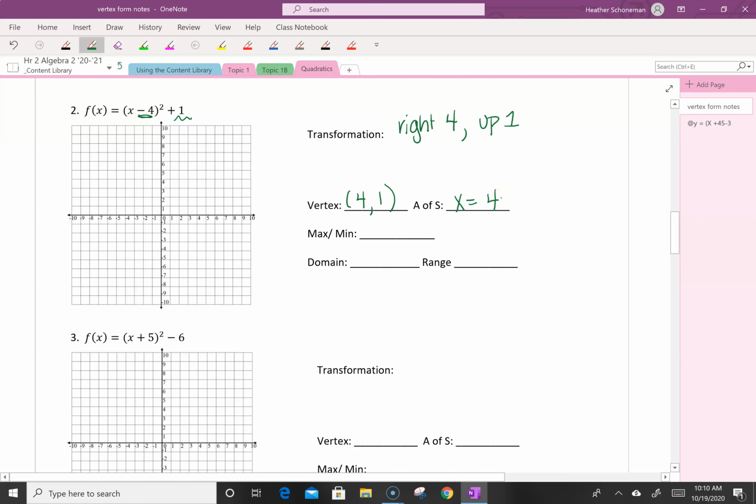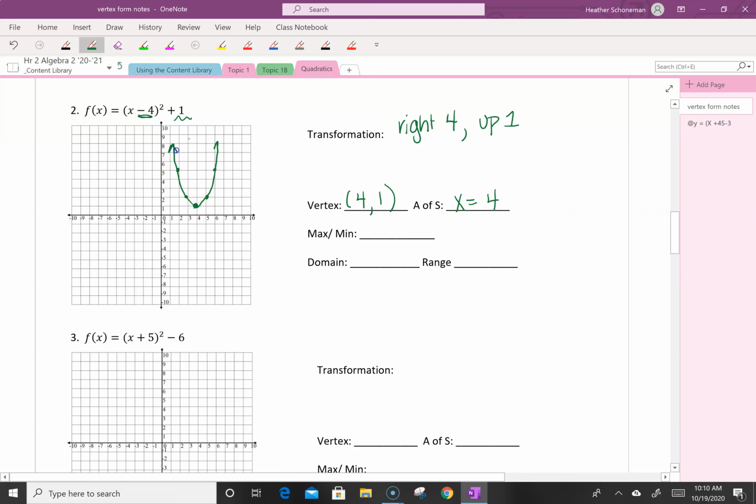So if I had to graph that, the vertex is (4, 1). My points from the vertex, I'm going to go left and right 1 and up 1 because 1 squared is 1, left and right 2, and up 4 because 2 squared is 4.